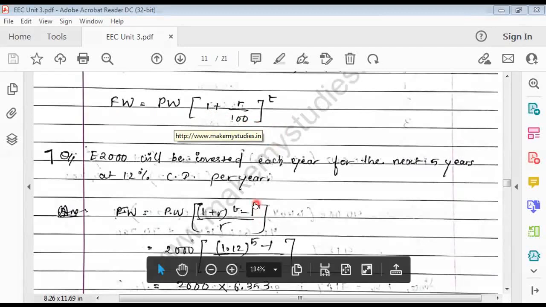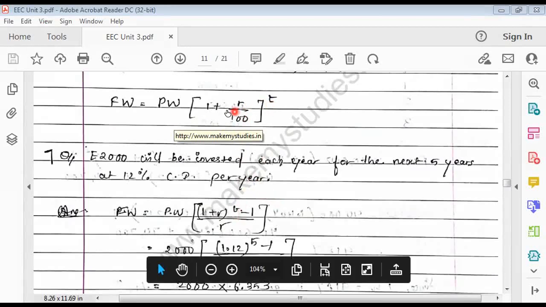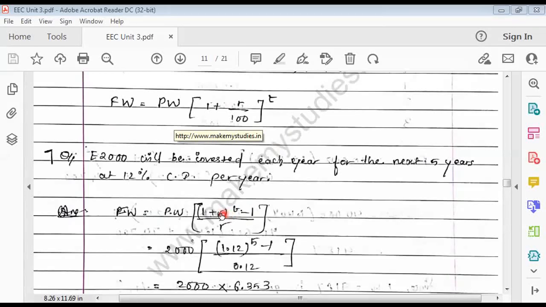And the second formula is this formula, 1 plus R whole to the power T minus 1 whole divided by R. And these two formulas you need to use. Only these two formulas, and that means eventually you need to remember only this formula, because this formula you already knew. Only this formula you need to remember. This is 1 plus R whole to the power T minus 1 whole divided by R, where small r is the rate of interest.